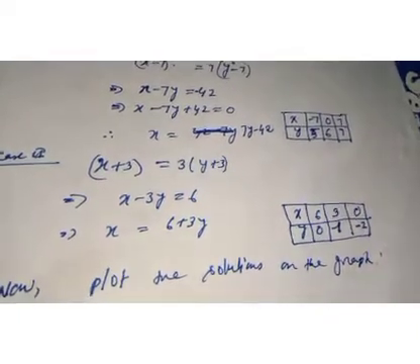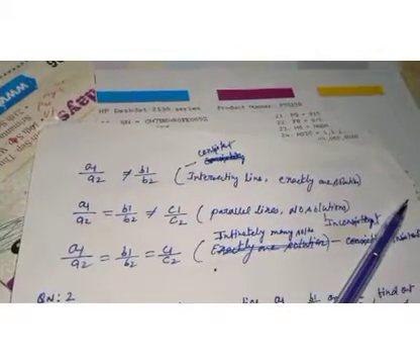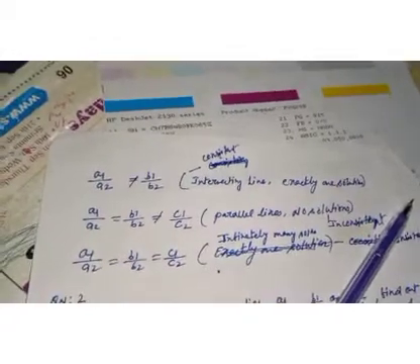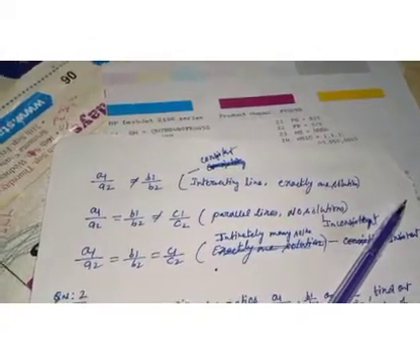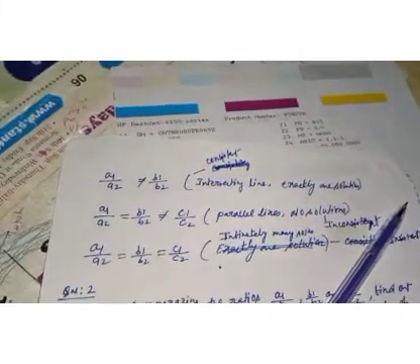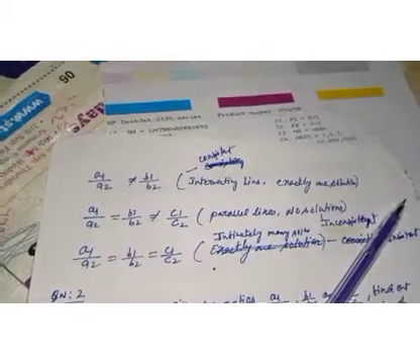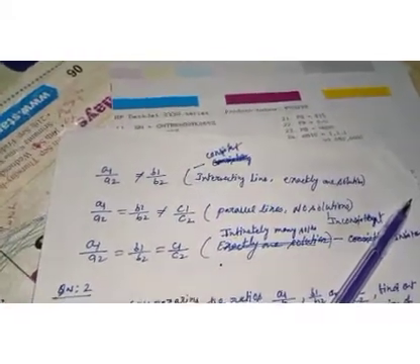So only need to plot on the graph. Next, I want to explain 3 conditions. Just now I have taught you how to find the solutions to plot on the graph. After plotting the points, you can say that either they are intersecting lines, means both are equivalent, they intersect, or they are parallel, or they are coincident.